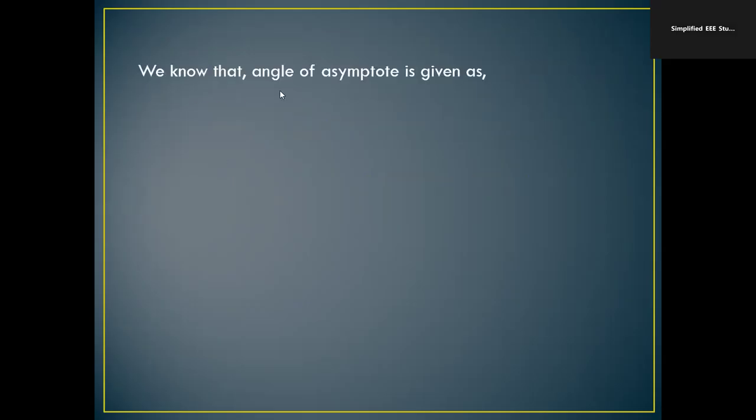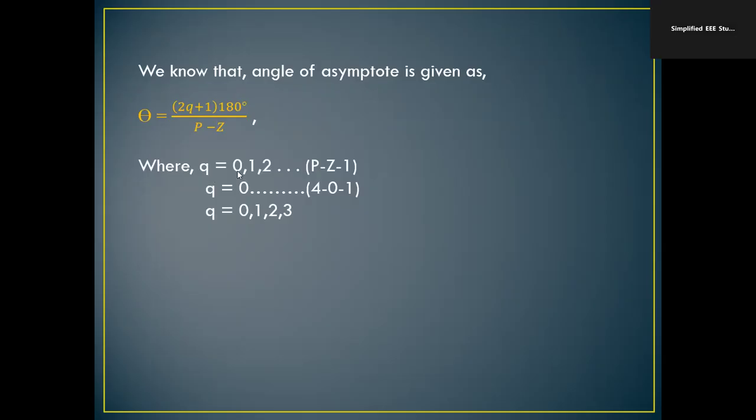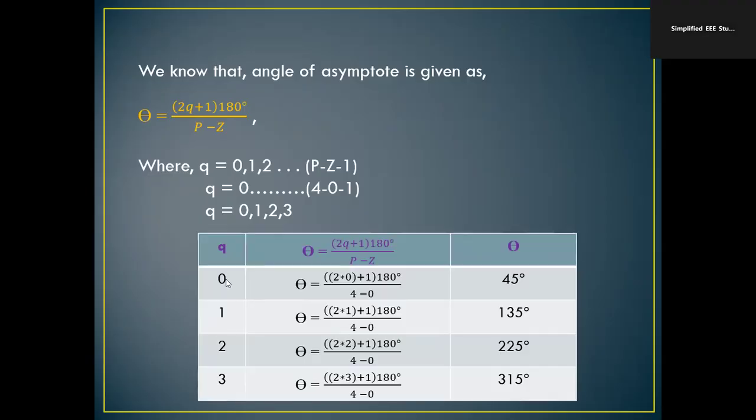So now we know that angle of asymptote is given by, first of all, put q equal to 0, then q equal to 1, q equal to 2, like that you have to put. Whenever q is equal to 0, theta will be 45. Whenever q is equal to 1, theta equal to 135. Q equal to 2, theta equal to 225. Q equal to 3, then 315. So total number of branches will be p minus z. Based on p minus z, you are supposed to select q equal to 0, 1, 2, and 3. Like this, you have to provide.